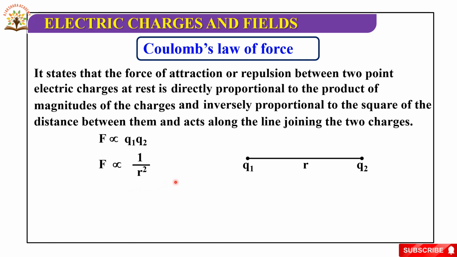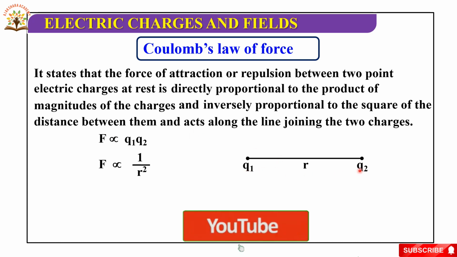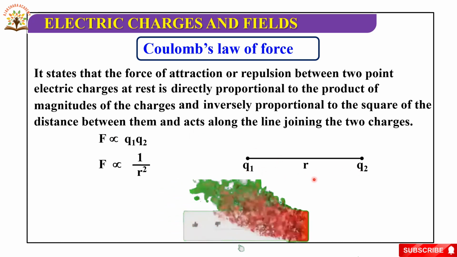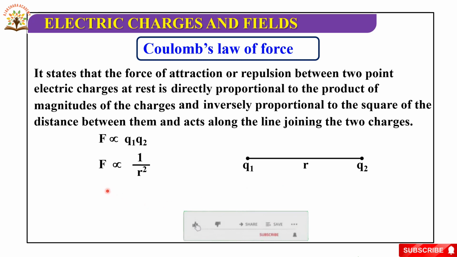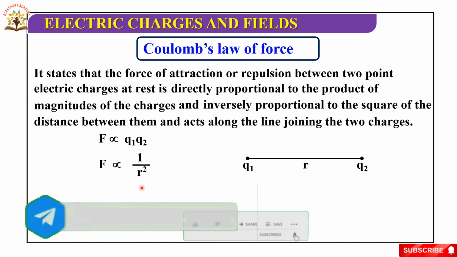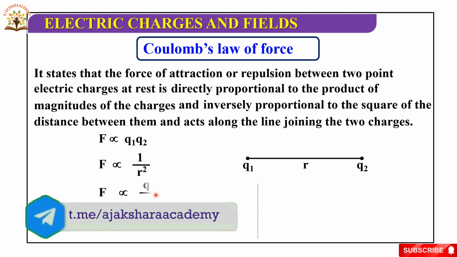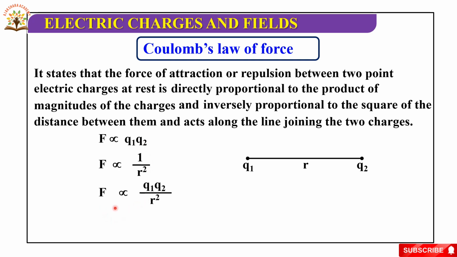Next, it is inversely proportional to the square of the distance between them. These two are separated by a distance r. So, this force is inversely proportional to the square of the distance between them. So, F is proportional to 1 by r square. So, with these two relations, we can write F is proportional to Q1 Q2 by r square.